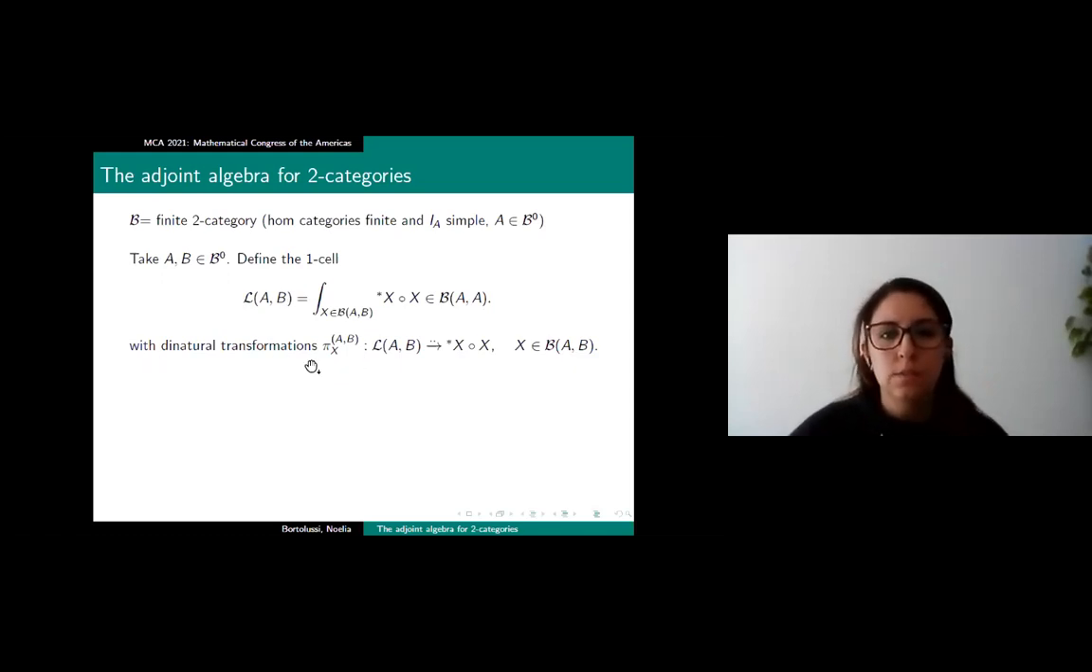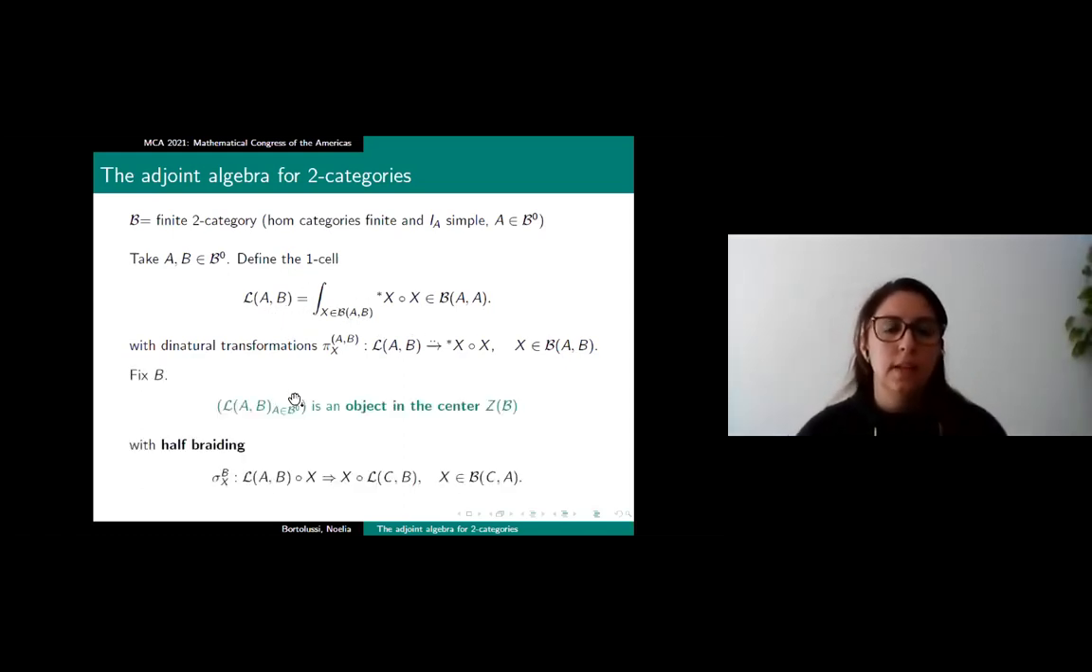And this comes with the natural transformation that we are going to denote like this, pi to the AB, to refer to the fact that we are working in the hom category AB. So if we fix the zero cell B, and we consider the collection of all these ends for all A, then it turns out that this object is an object in the center of the two categories. So it has a half braiding that we denote like this, sigma to B. Remember that B is fixed, so we denote the half braiding like this.